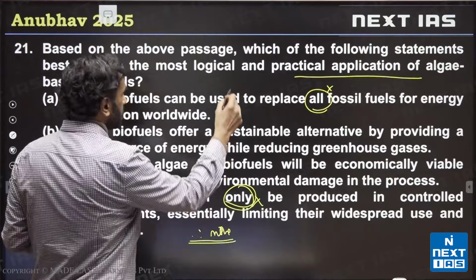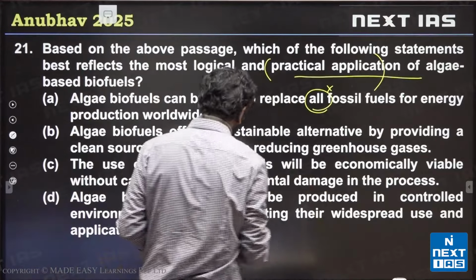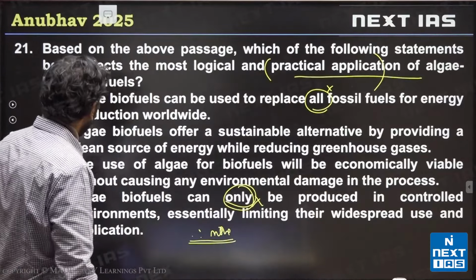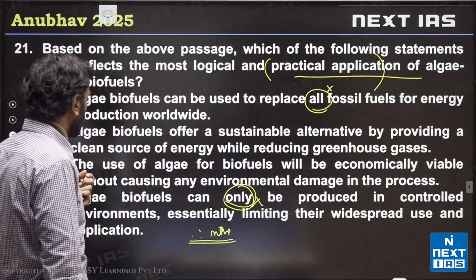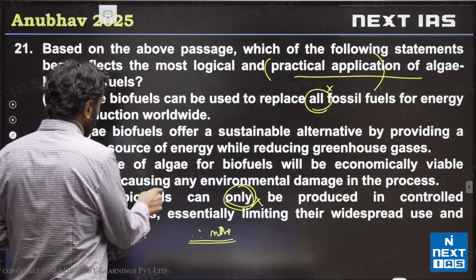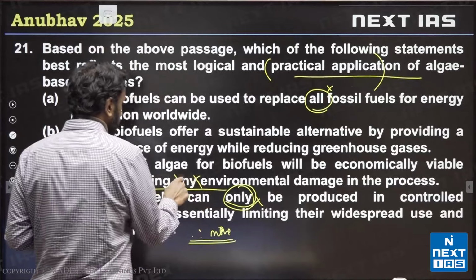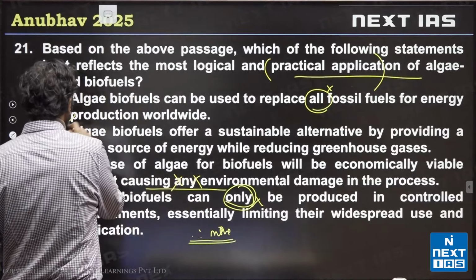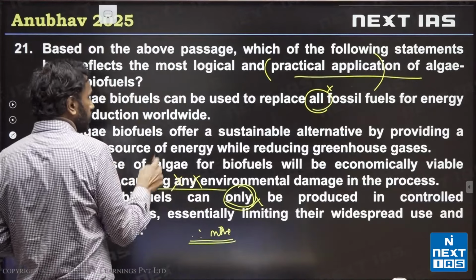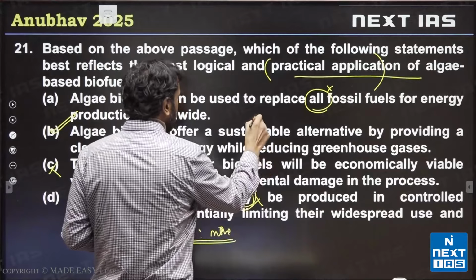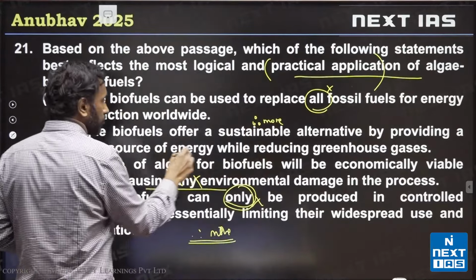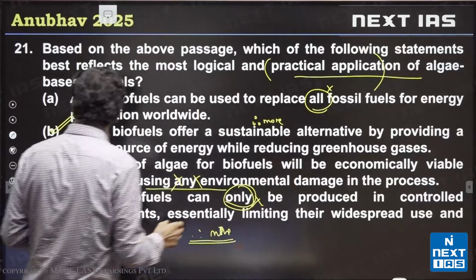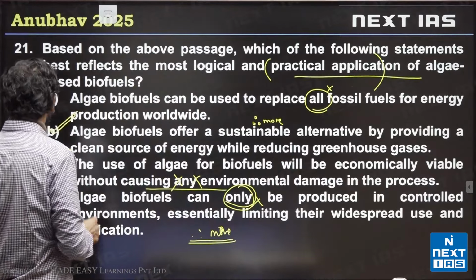So just remember, for these practical application type questions, I'm looking for this. Let's look at C. The use of algae for biofuels will be economically viable without causing any environmental damage. Challenges remain has been written, so C is invalid. B is the only correct answer. This offers a sustainable alternative, providing a clean source of energy while reducing greenhouse gases. B is the correct answer for this question.